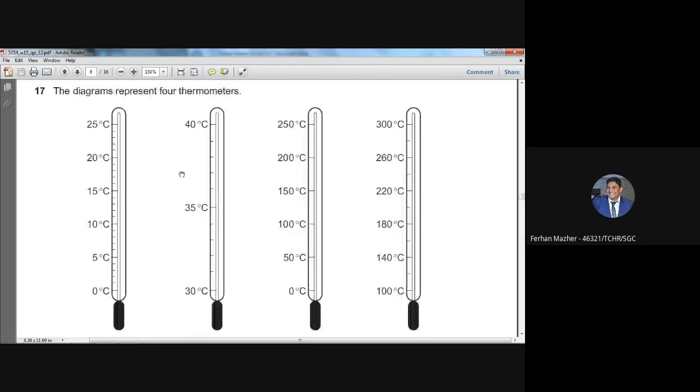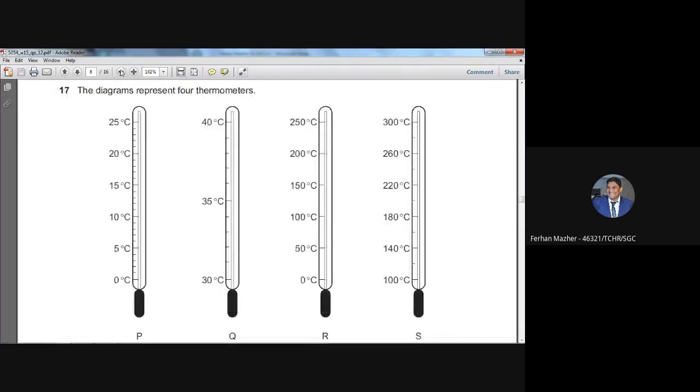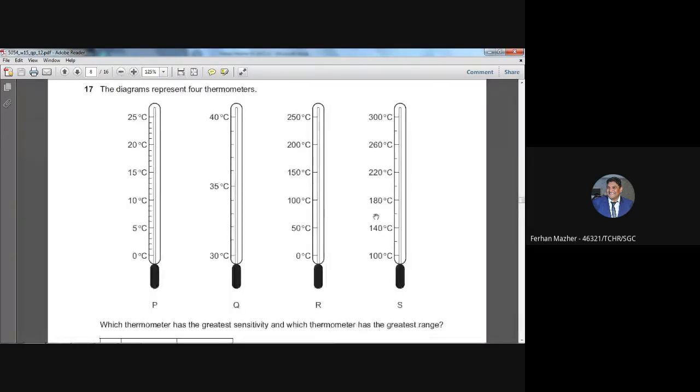Okay, on your screen now you can see we have four thermometers given. The diagram represents four thermometers. Which thermometer has the greatest sensitivity and which thermometer has the greatest range? Sensitivity means that in the same length of the thermometer, we have the least range. That will be more sensitive.